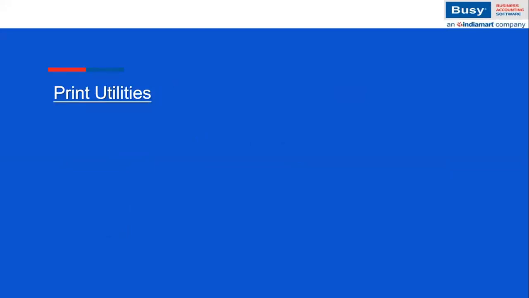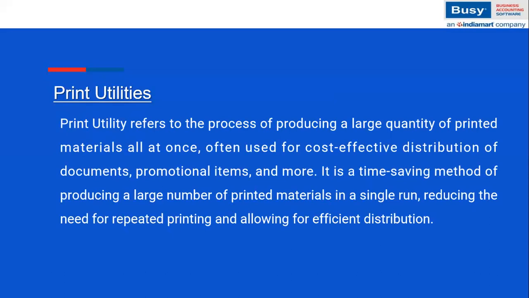Print utilities. What is print utilities? Print utility refers to the process of producing a large quantity of printed materials all at once, often used for cost-effective distribution of documents, promotional items, and more. It is a time-saving method of producing a large number of printed materials in a single run, reducing the need of repeated printing and allowing efficient distribution.